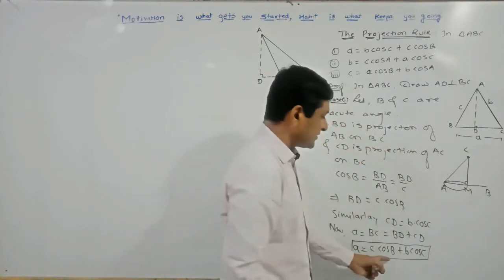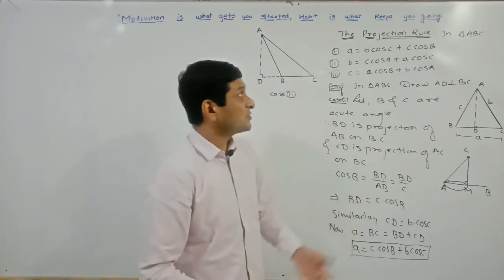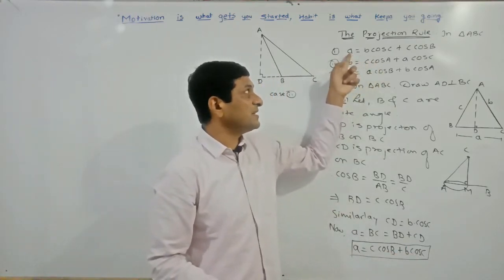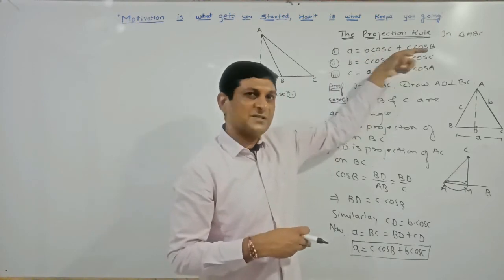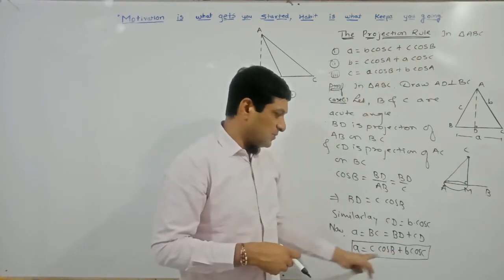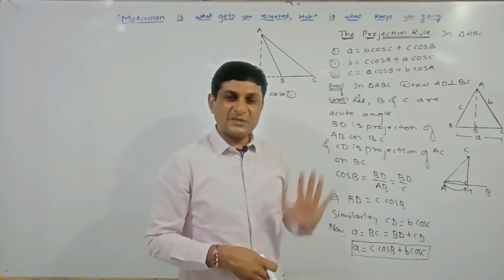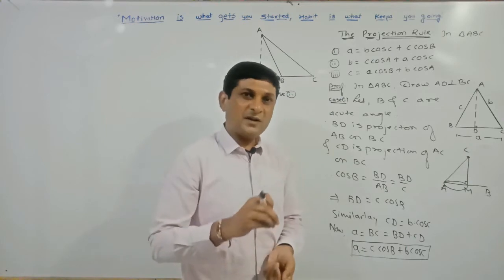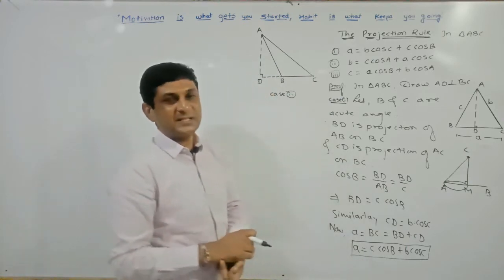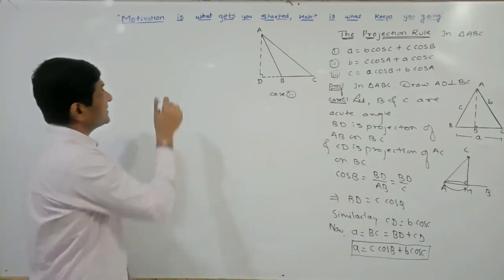In this way we have got the value of a. a is equal to what? c cos B plus b cos C. So in this way we have got our first result. a is equal to b cos C plus c cos B, which can also be written as c cos B plus b cos C. So we have proved this first statement if the angles of this triangle are acute angles. Now we are considering the second case.